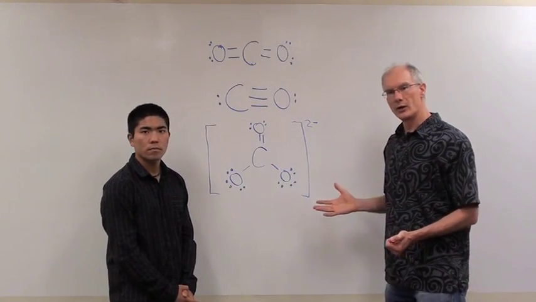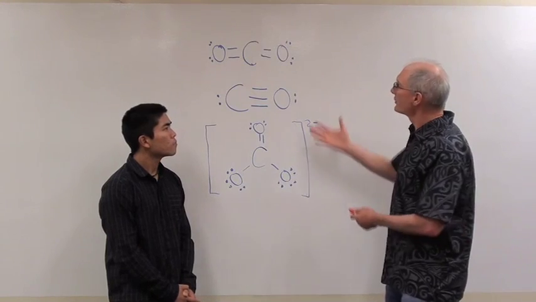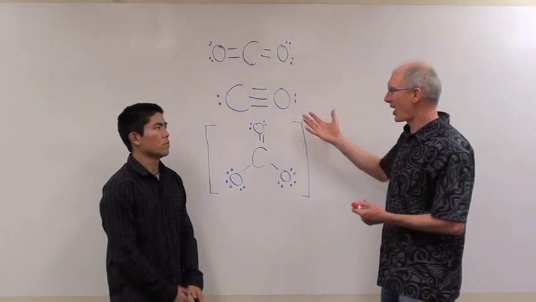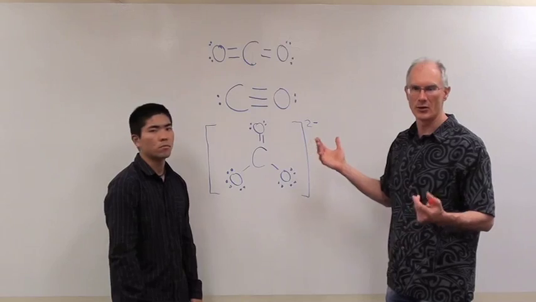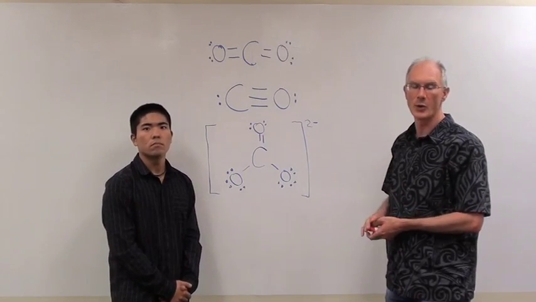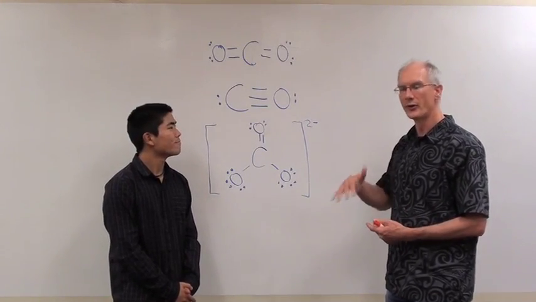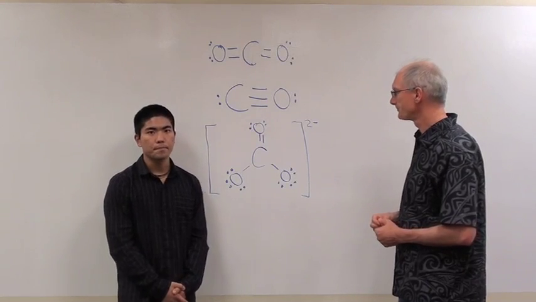One of the other things we're going to learn about is that you can't predict ahead of time whether carbon-oxygen is going to be a single or double or a triple bond, because it depends on the situation. And so you need to follow the rules for some of these Lewis structures.